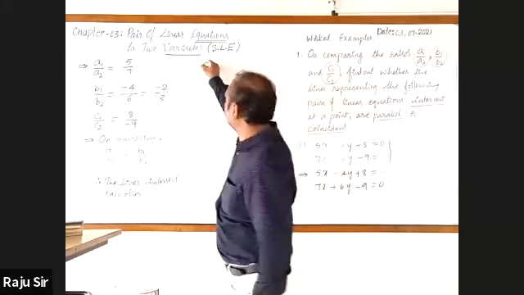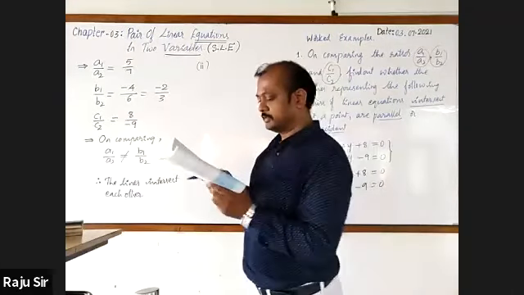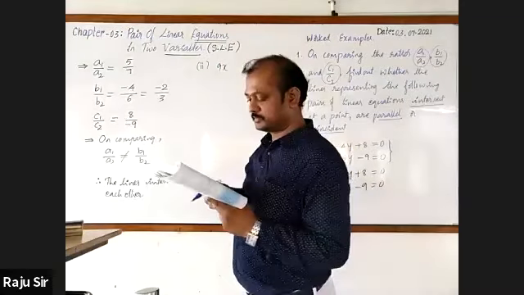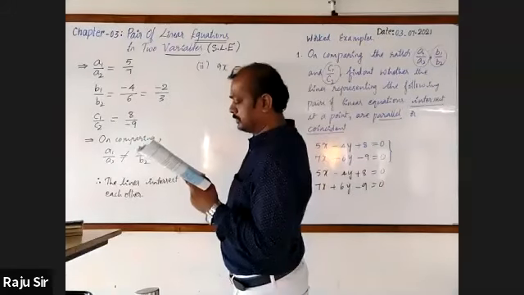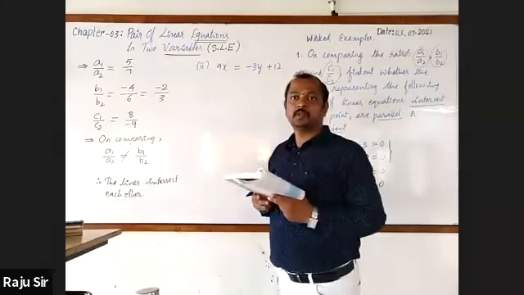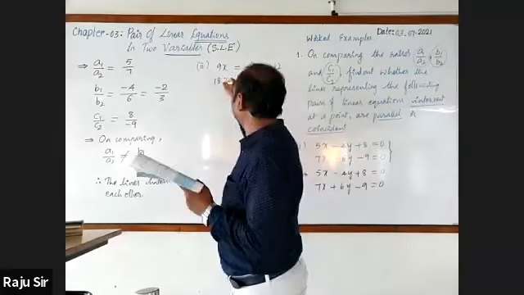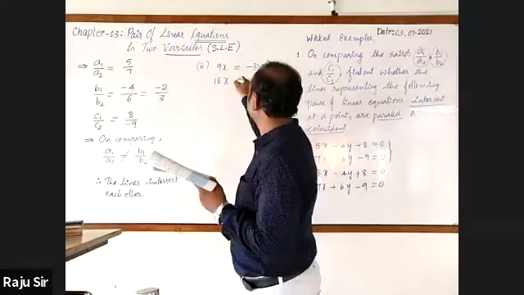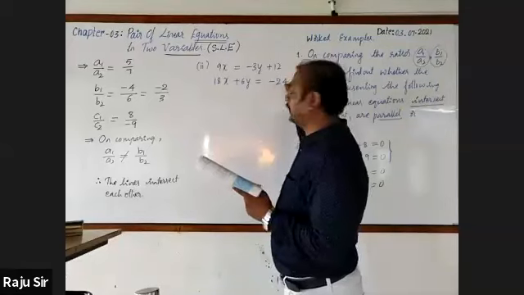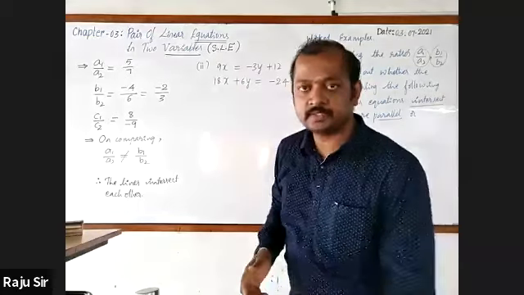Next, the second one. 9x is equal to minus 3y plus 1. This is the first equation, and the second equation is 18x plus 6y is equal to minus 24. Observe the equations.